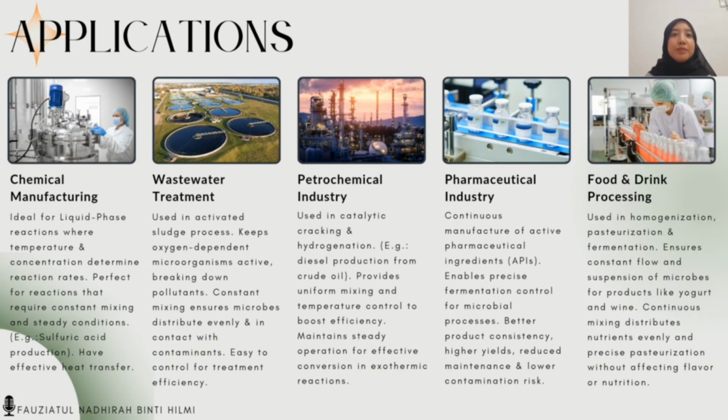The third one is the petrochemical industry, where it is used in catalytic cracking and hydrogenation, such as diesel production from crude oil. The continuous stirred reactor provides uniform mixing and temperature control to boost efficiency. It also helps to maintain steady operation for effective conversion in exothermic reactions.